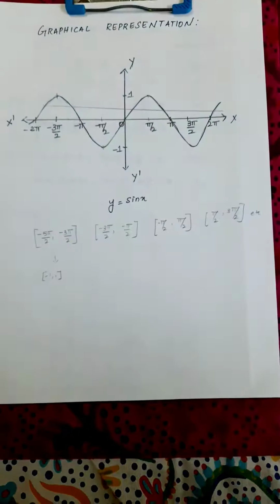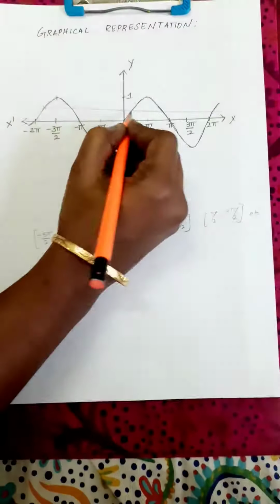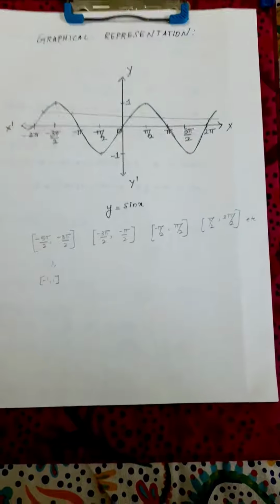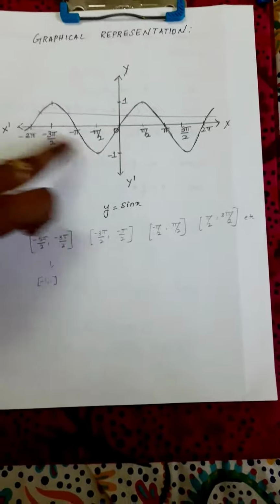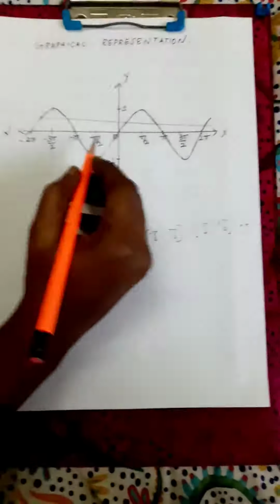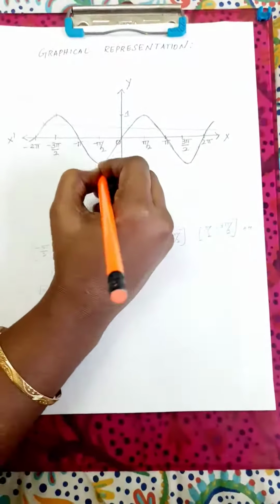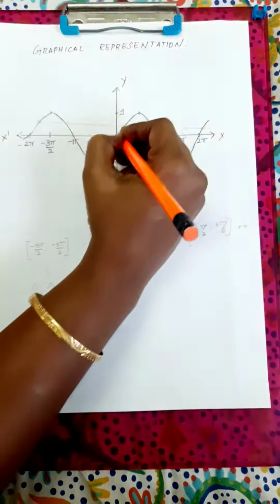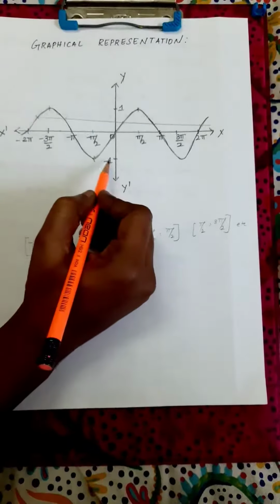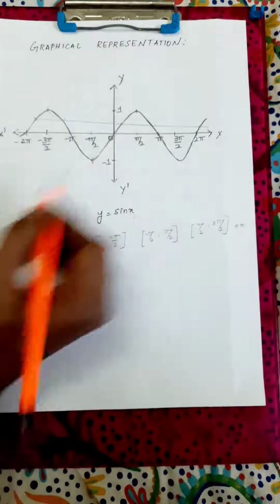So it intersects the graph at various points: 1, 2, 3, 4, 5. So it shows that this graph is not 1 to 1 in the entire real number line. If we restrict the domain to minus pi by 2 to pi by 2, from here to here, and see this interval alone, you can see this function is 1 to 1 and onto with the range minus 1 to 1.